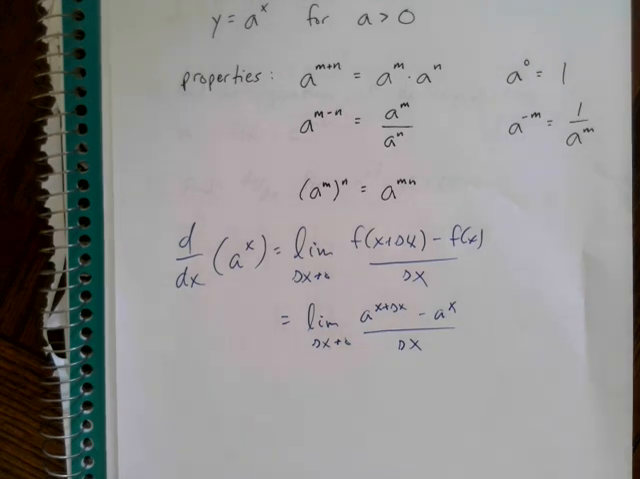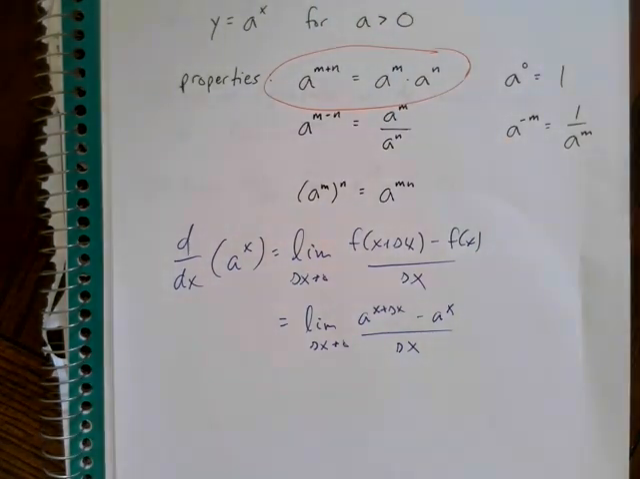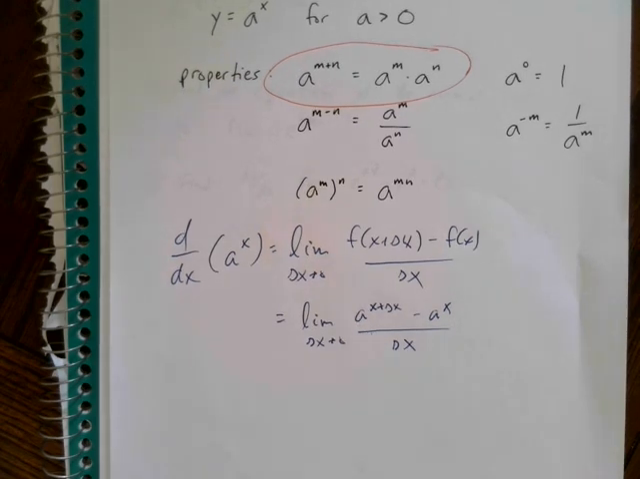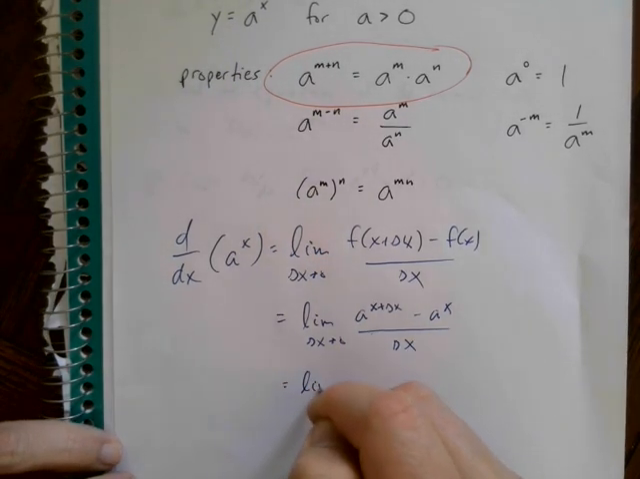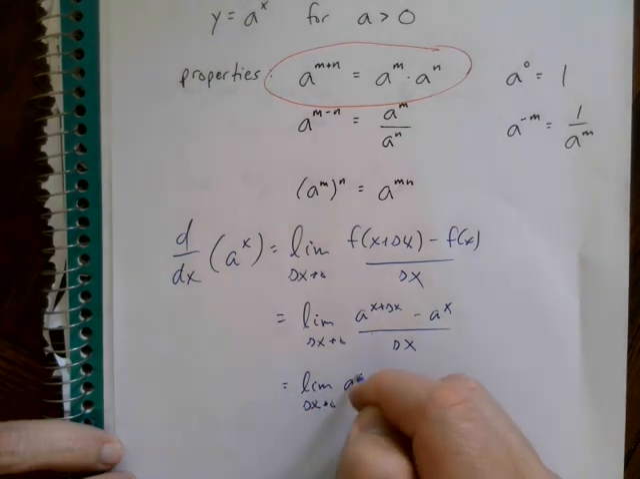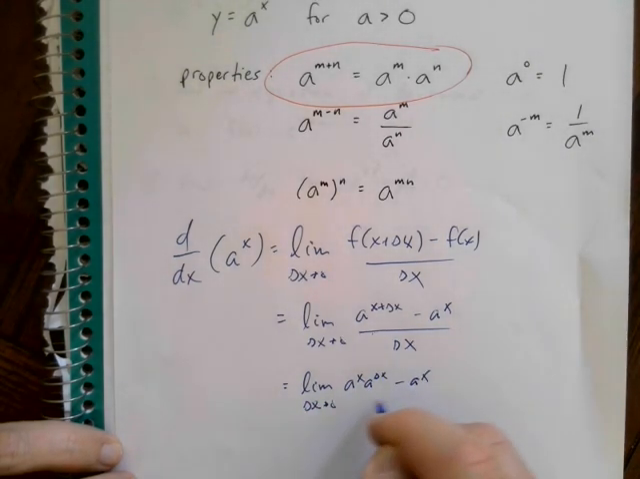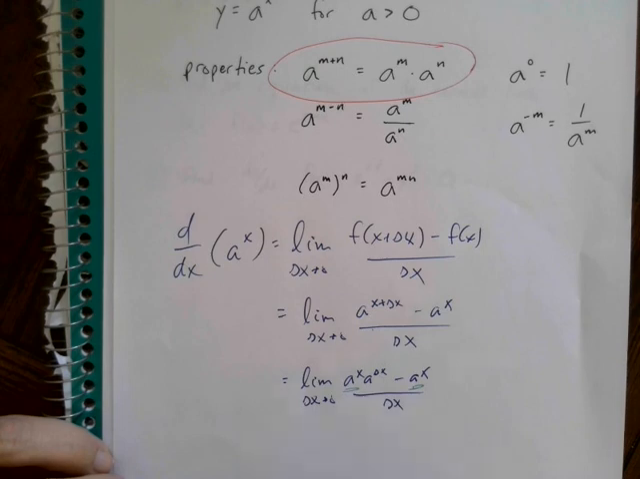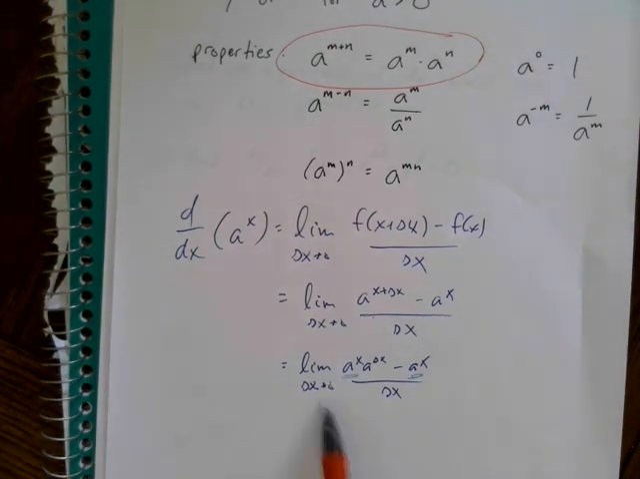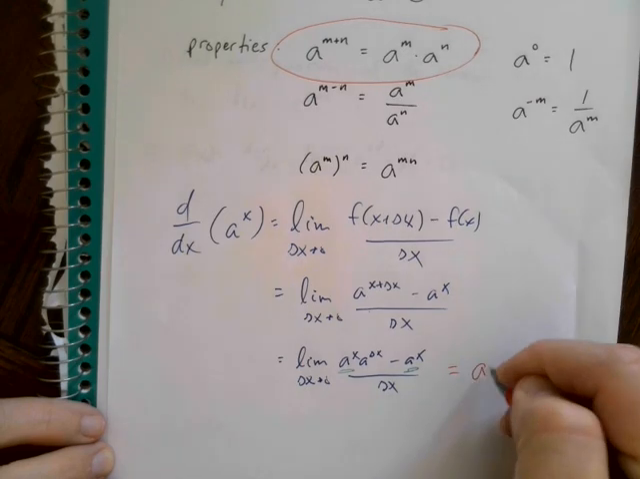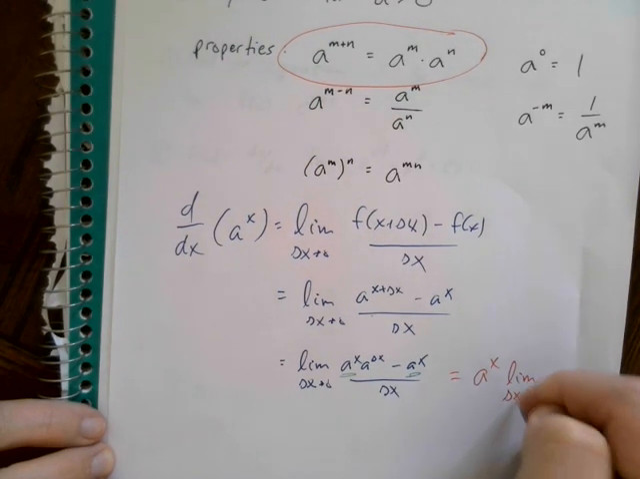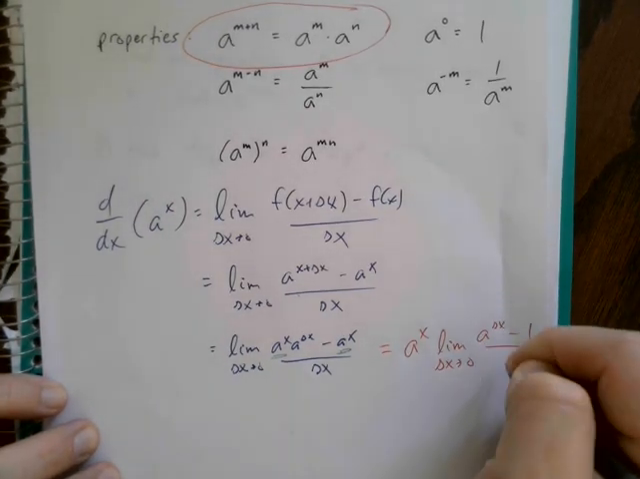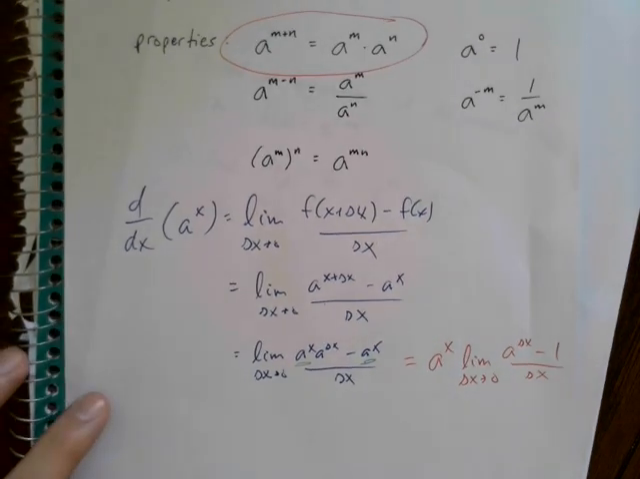We can use this property right here to rewrite our first term. A to the x plus delta x will be a to the x times a to the delta x. Which allows us to factor out a to the x. We can factor a to the x out. And since a to the x does not have a delta x in it, when we factor it out, it can leave the limit entirely. Because for the limits, delta x is the variable. And since a to the x does not have a delta x, we can factor it out all the way.